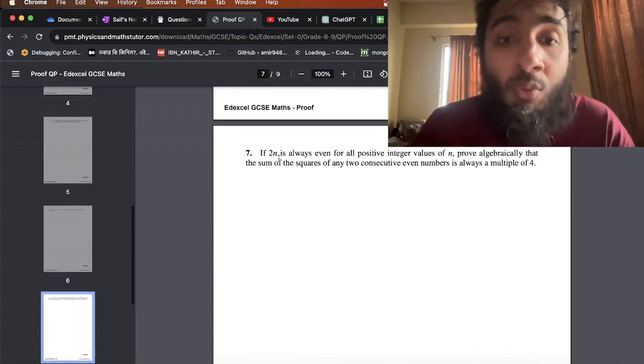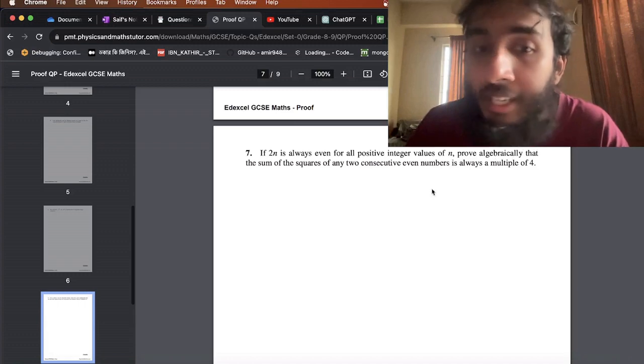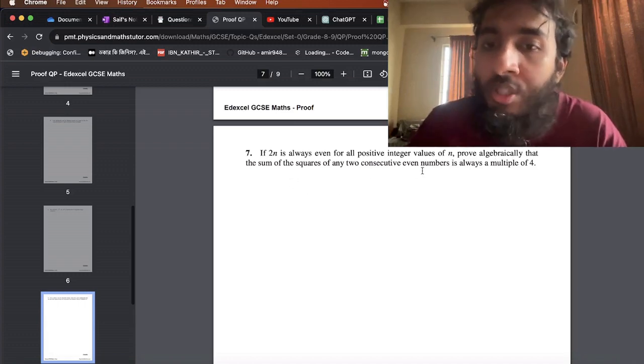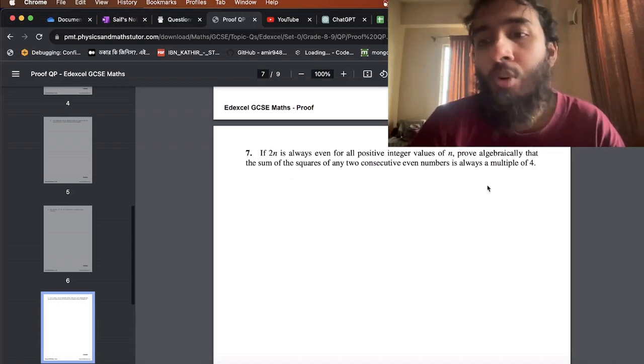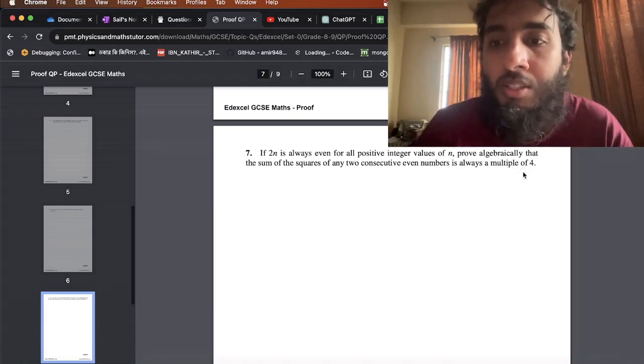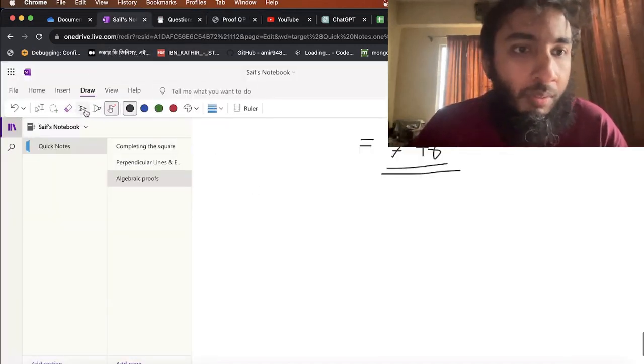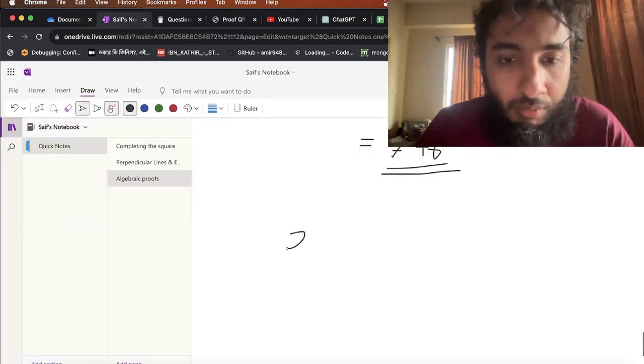It says, if 2n is always even for all positive integer values of n, you have to prove algebraically that the sum of squares of any two consecutive even numbers is always a multiple of 4. So you have to prove that the sum of the squares of any two consecutive even numbers is always a multiple of 4.